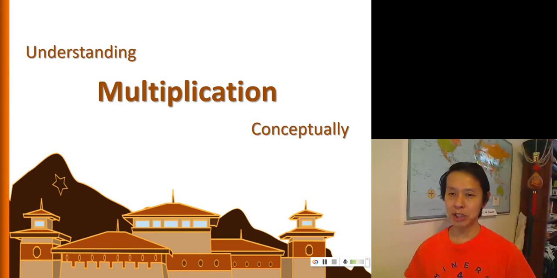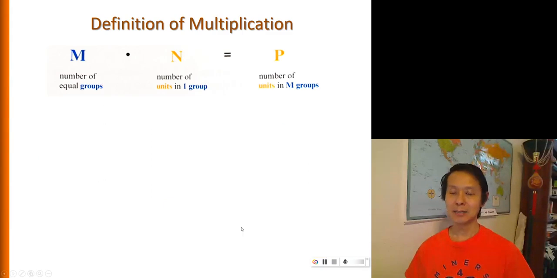Understand multiplications conceptually. So let's begin with the definition of multiplication. If you have m times n equals p, then m refers to the number of groups, and n refers to the number of units in each group, and p is the total number, or what we call the product.